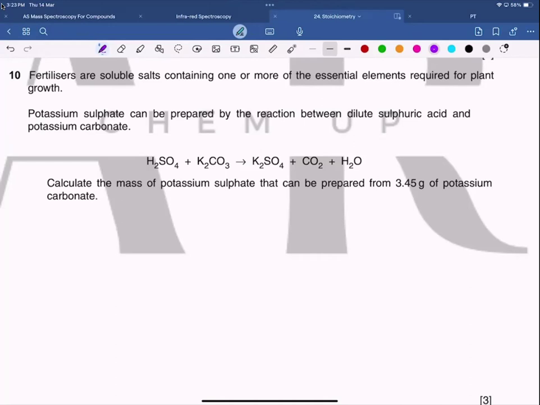Carbon is 12, oxygen 16. Sir, we have to attempt this on our own. Yeah, that's what I have asked. You have to try it on your own. If you guys find any difficulty, I will assist you.